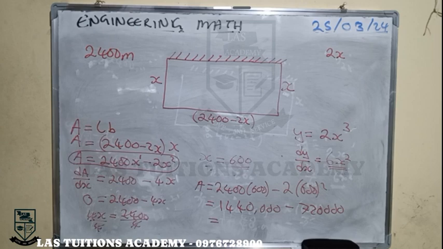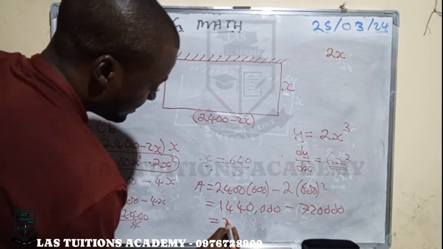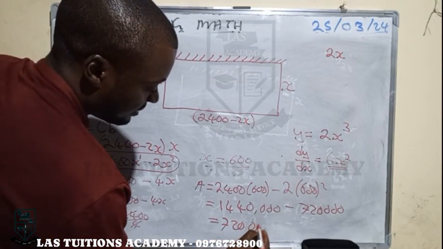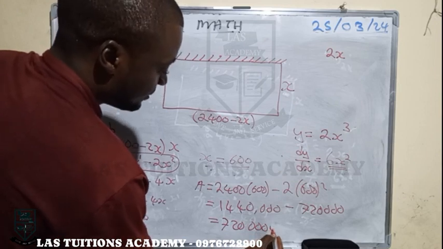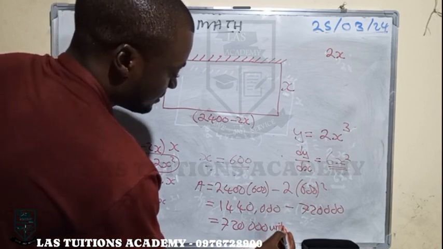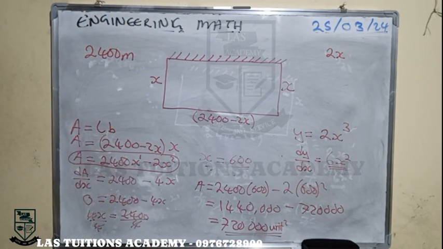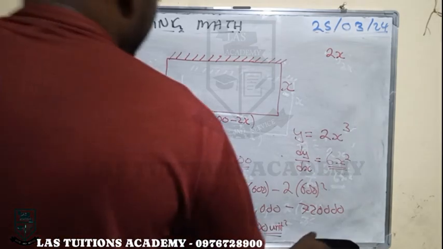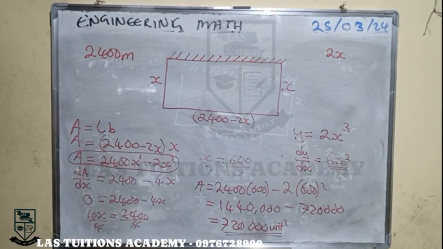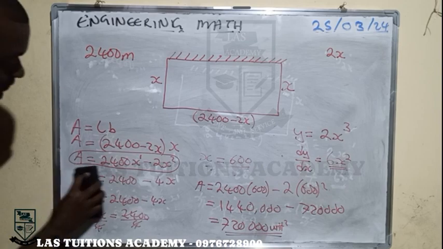Is it so? Yes, sir, it's correct. So you get the same 720,000 units squared. So this is your area, that is if you are going to use the differentiation method. Okay, so let's try to use another method. We use another method, so we'll pick it up from here.